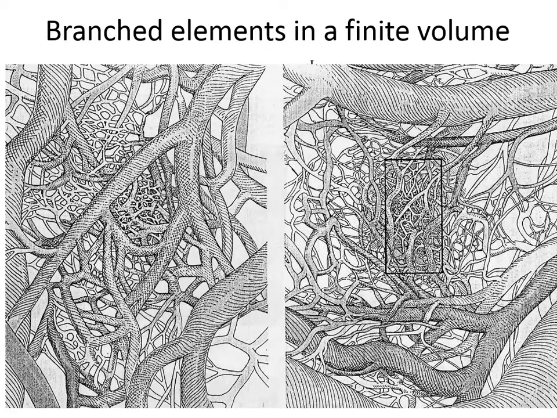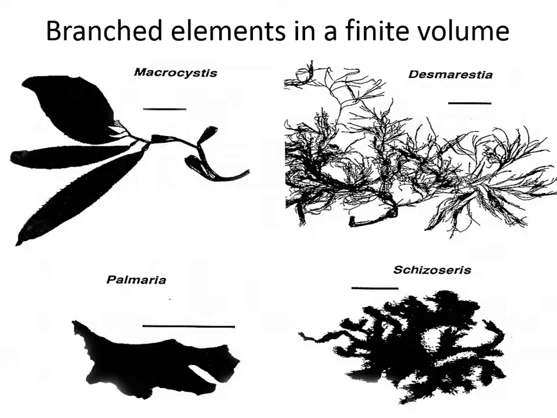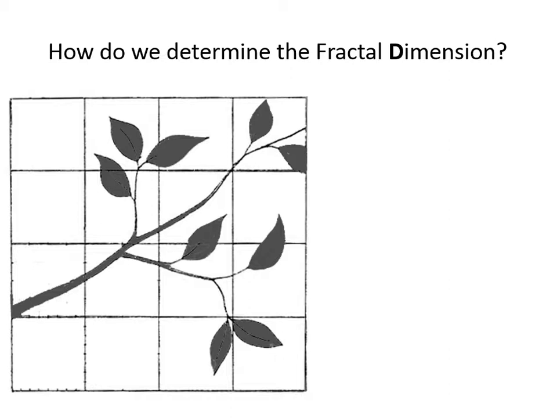And after this was published, people have grabbed it to describe various natural or biological structures that fill a certain volume and use a finite volume. Here is an example from blood vessels in the lung. Here are some shapes of various algae, and so on and so forth. People used it for various objects.